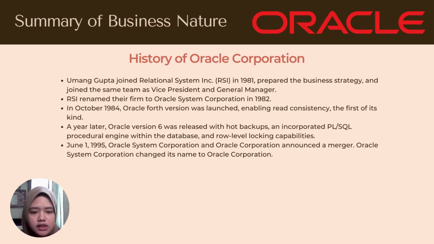On June 1, 1995, Oracle System Corporation and Oracle Corporation announced a merger. Oracle System Corporation changed its name to Oracle Corporation, which is now officially known as Oracle, but is also known as a holding company name to this day.